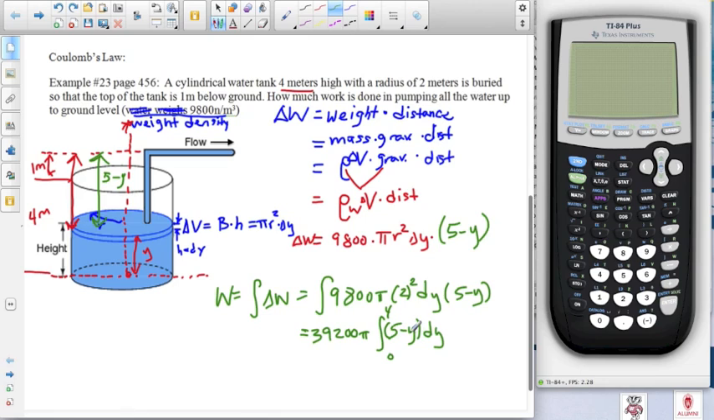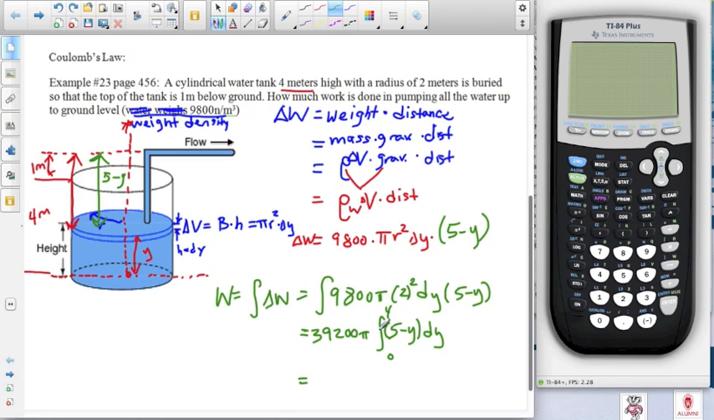5 minus 4 is 1. We're lifting the top of the tank 1 meter out to the flow pipe. And the 0, we put 0 in here. 5 minus 0 is 5. 0 represents the bottom of the tank. So at the bottom of the tank, that water is being lifted 5 meters. So that's kind of a way you can check to make sure your limits of integration are correct.